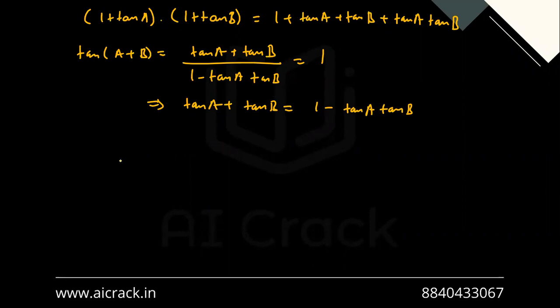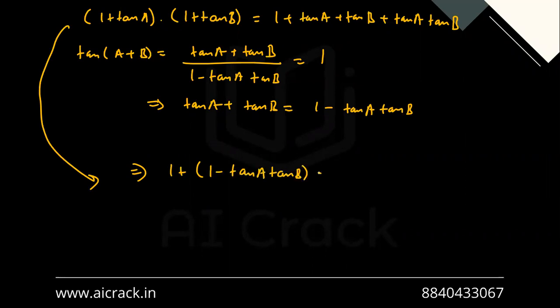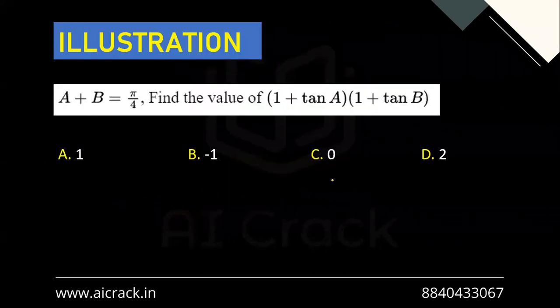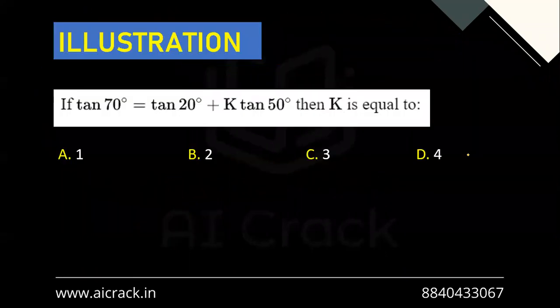So basically what we've got from here is 1 plus 1 minus tan a tan b plus tan a tan b. So this gets cancelled out, and we have got 2 as the answer. So D is the correct option.